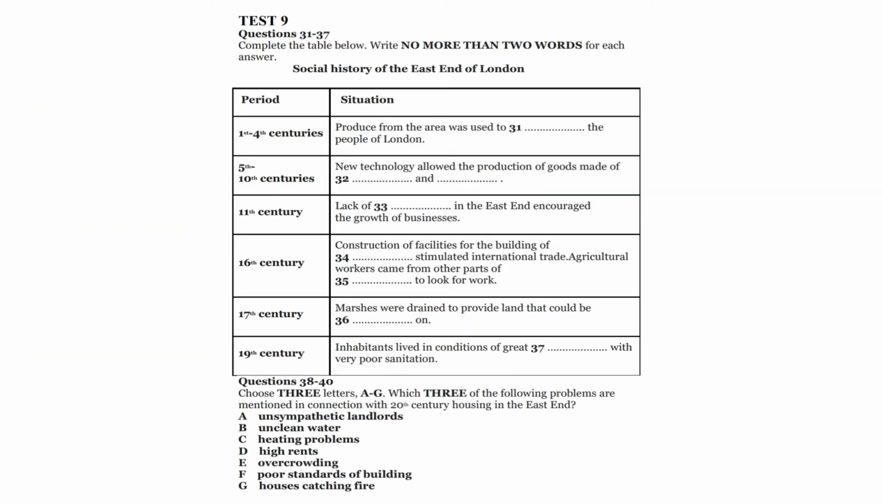Section 4. You will hear a talk on a social history of the East End of London. First, you have some time to look at questions 31 to 40. Now listen carefully and answer questions 31 to 40.